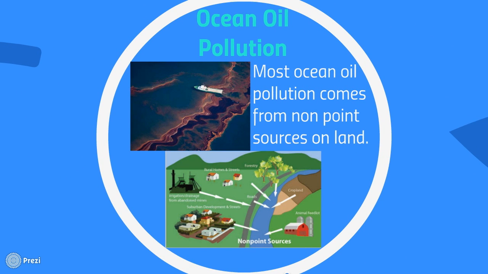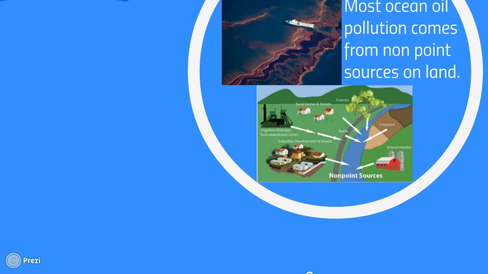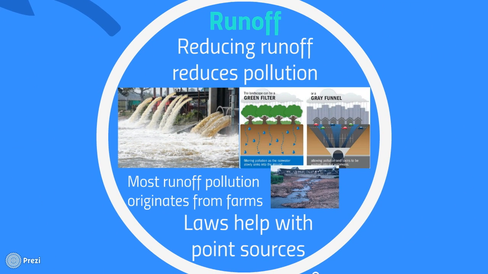Most of the oil that ends up in our oceans comes from runoff, not boats. Runoff is a big contributor to water pollution. By reducing runoff, we can reduce water pollution. Most runoff originates from agricultural sources. Federal laws can help regulate point source pollution, but are ineffective on non-point sources.